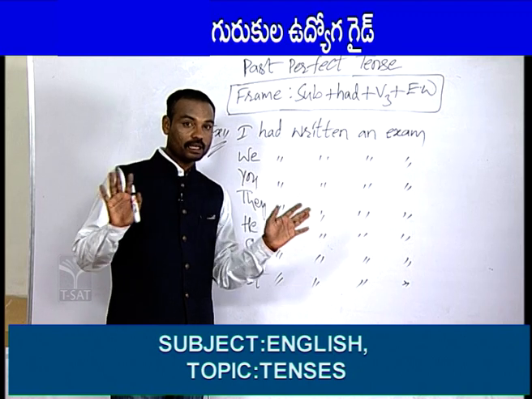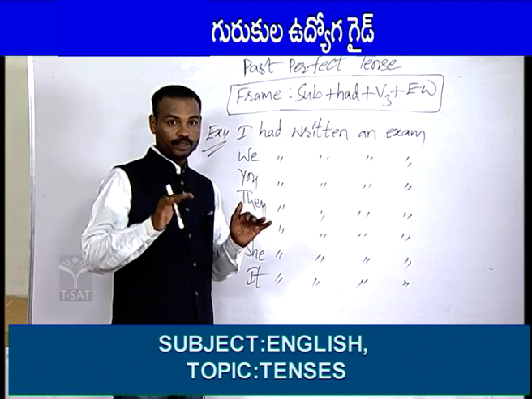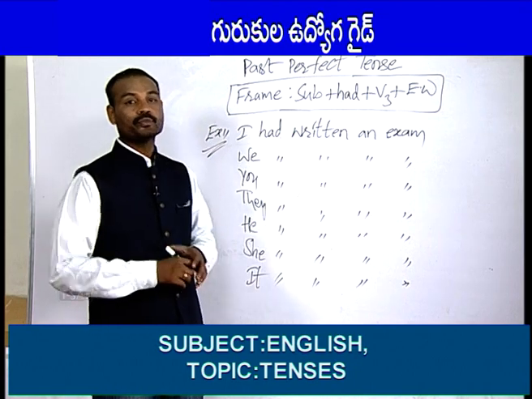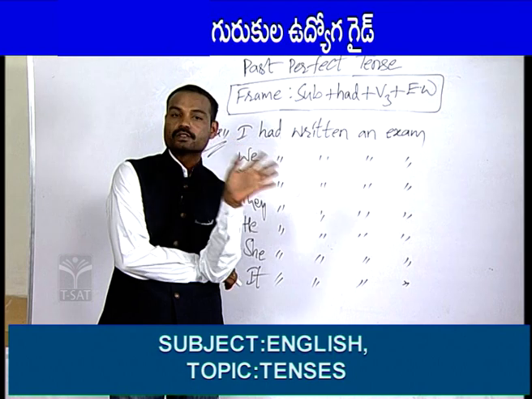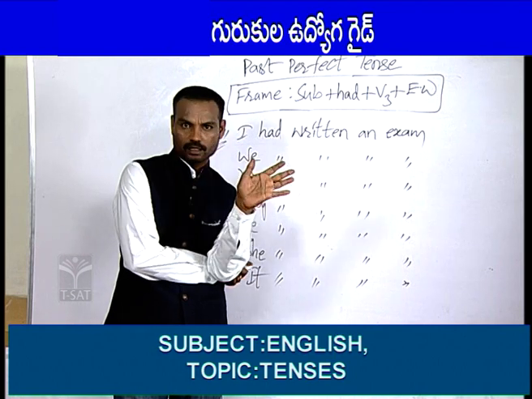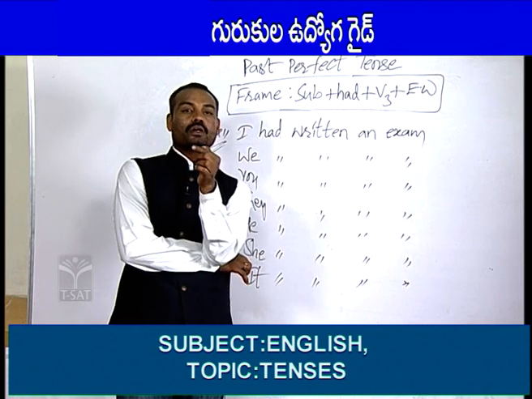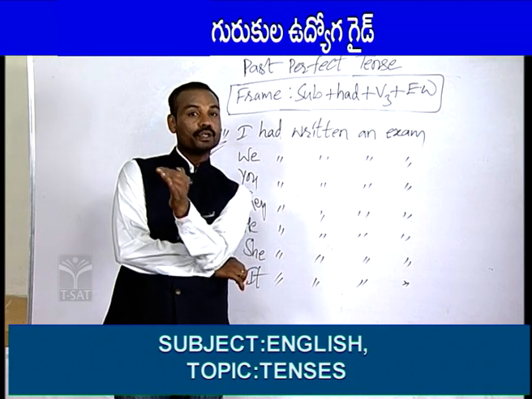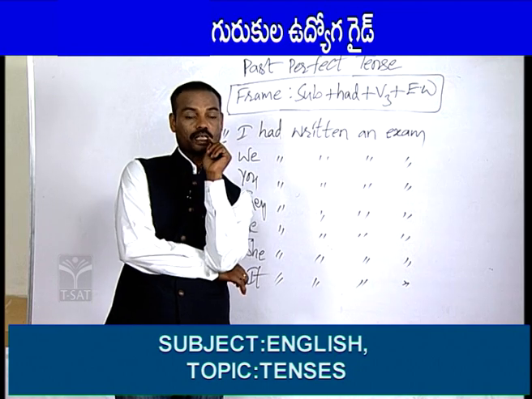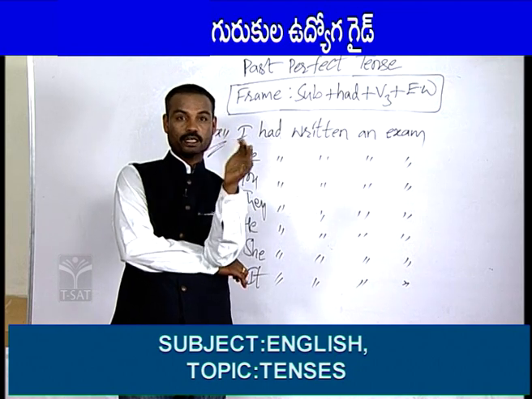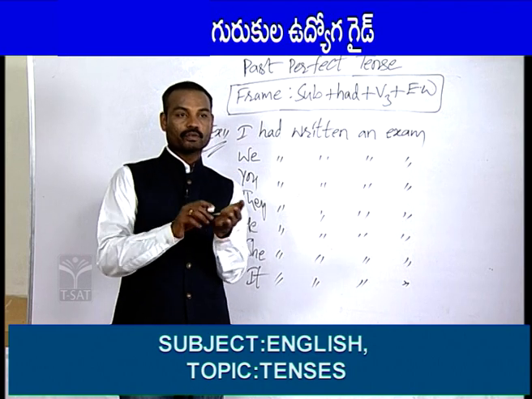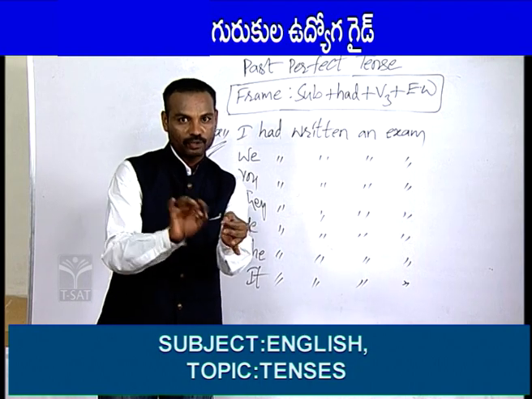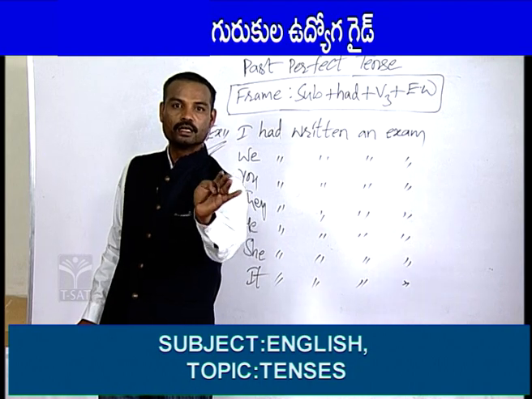Did you understand very clearly or not about past perfect tense? If you don't understand, I am going to give you one more example. One day in the evening at 6 o'clock you went to the theatre, right? So at 6 o'clock you are going to enter the theatre. Before going to enter the theatre, you should show your ticket. If you don't show your ticket, they won't allow you.